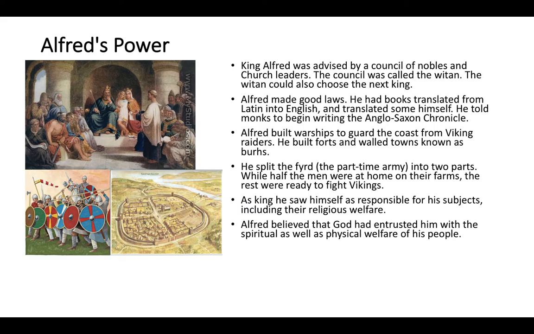So he put a lot of things in place to stop any future Viking threats. He split the Fyrd, which is the part-time army, into 2 parts. While half the men were at home on their farms, the rest were ready to fight the Vikings. So he had an army ready to go at all times. Instead of having one large army, he split them in two, and half were sent to continue to do their day jobs in the fields, and the other half would be ready to fight if they needed to.